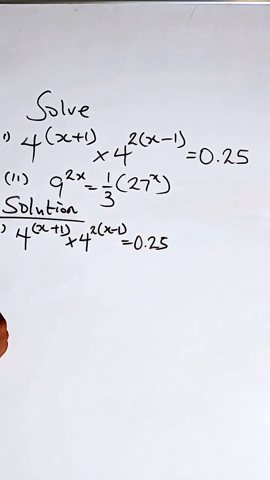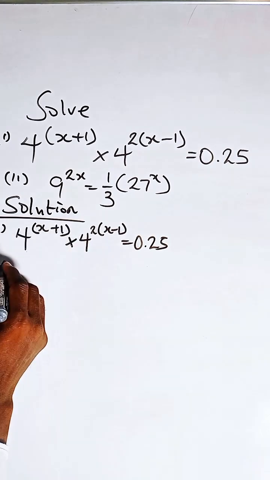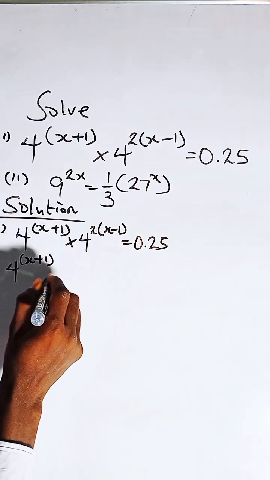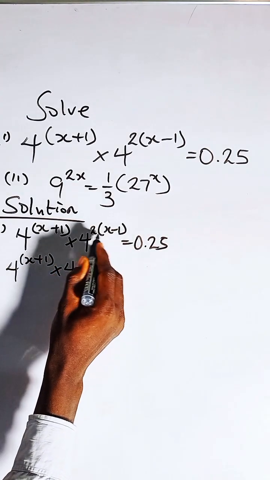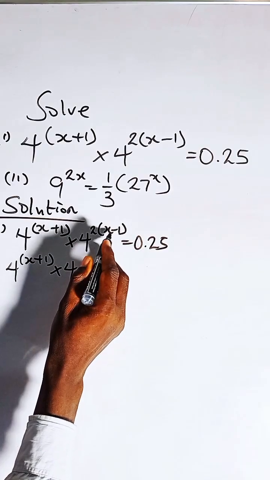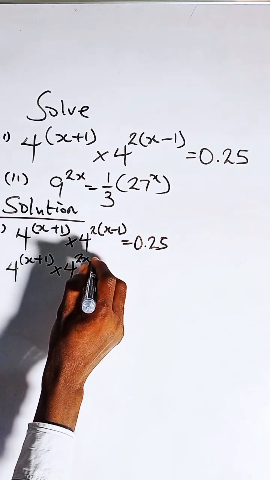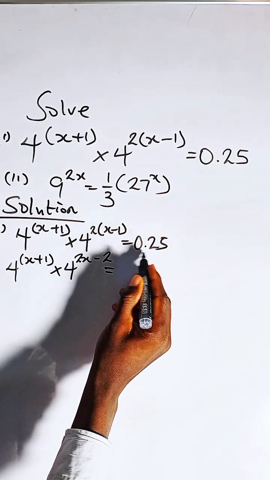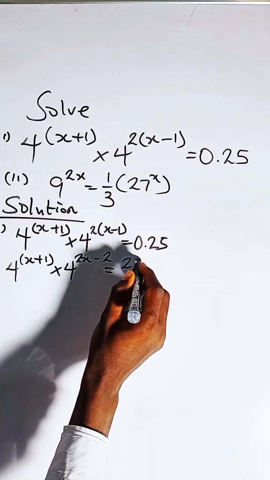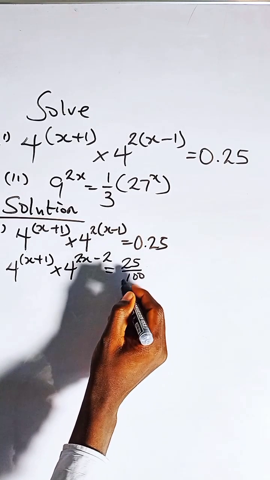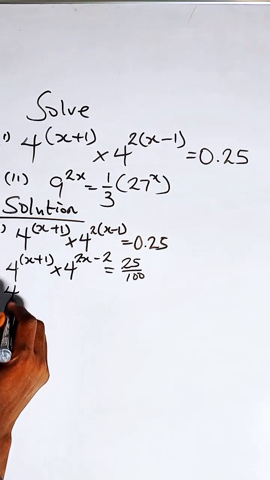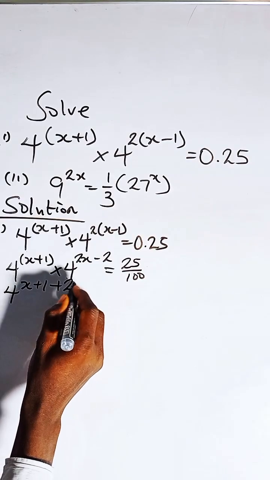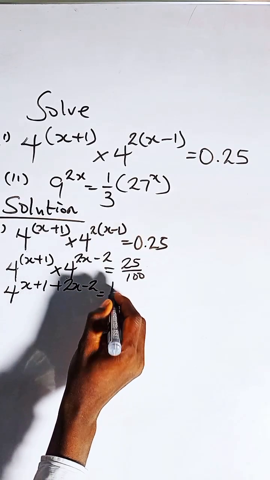Here, since we have the same base, before that let us write this as 4 raised to power x plus 1, times 4 raised to power 2 times x minus 1. When we distribute this, we have 2 times x to be 2x, minus 2 times 1 to be 2. Equals, for 0.25 we can have this as 25 over 100. When we change it to a fraction, we have 4 raised to power x plus 1, since we are multiplying the same base, let's add up the power. We have 2x minus 2 equals 1 over 4.